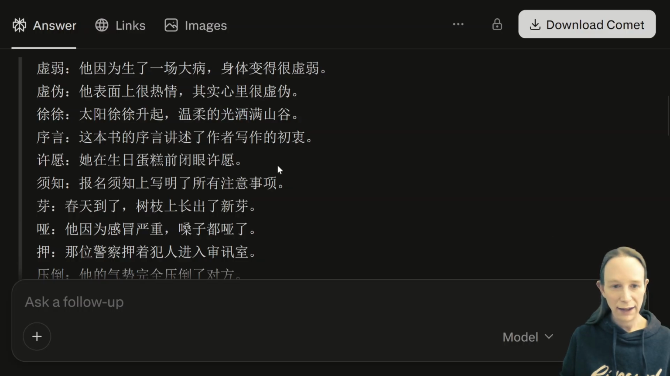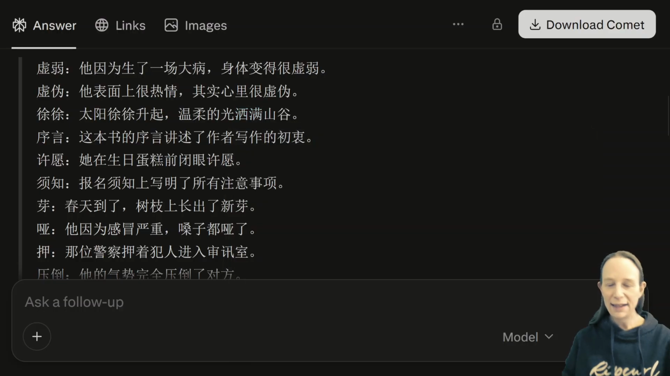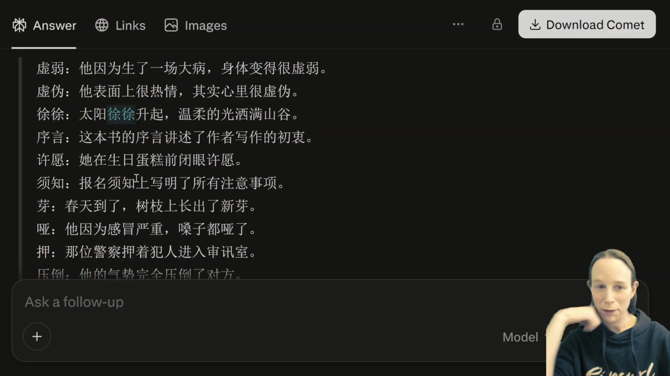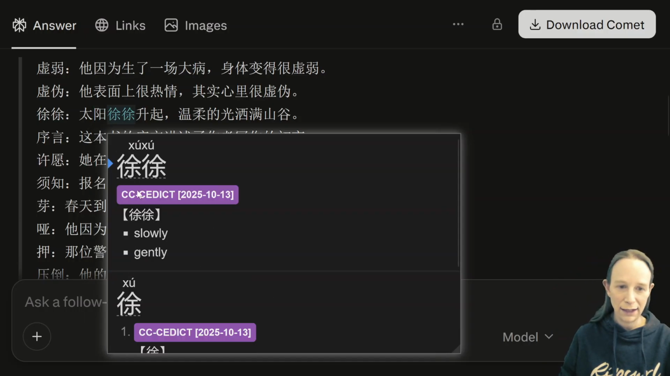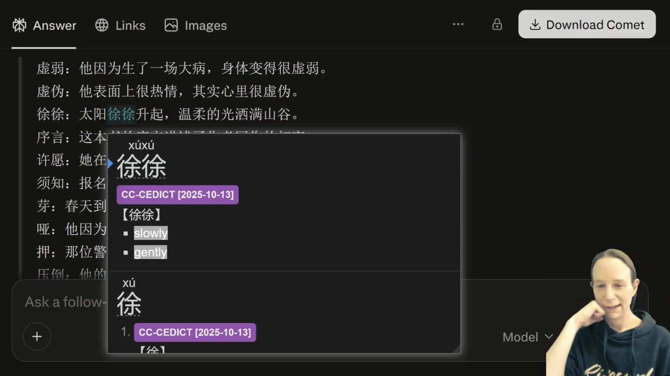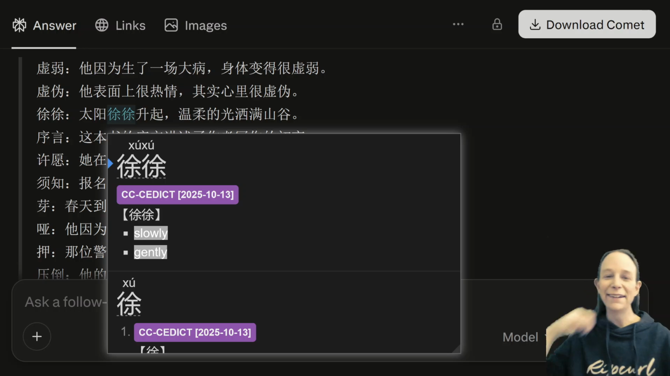温柔的光洒满山谷. Sa, like spraying on the valley. Sprinkle on the valley. It's third tone. 洒满山谷. All right. What do you reckon it means? It's an adverb. It's used before the verb 升起. Could it be gradually? Slowly, gently. Okay. Isn't that like a Savage Garden song? No, that's Truly, Madly, Deeply. Okay.